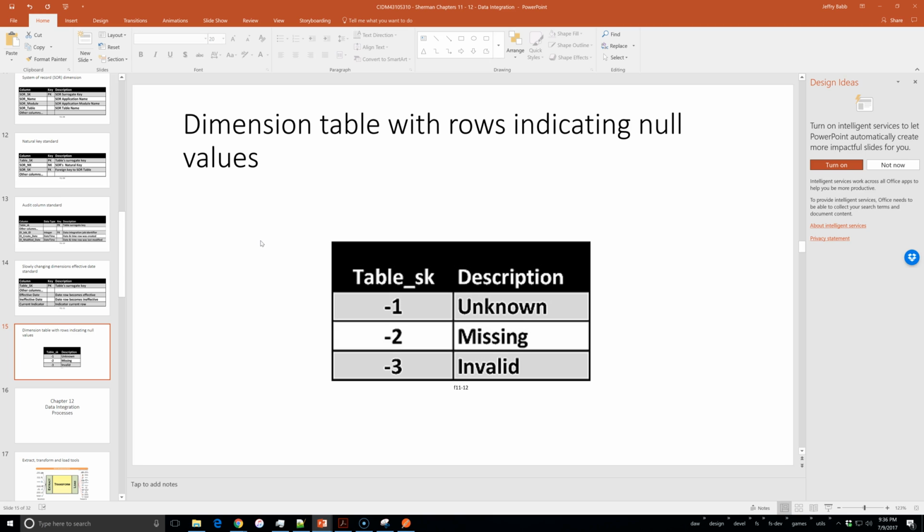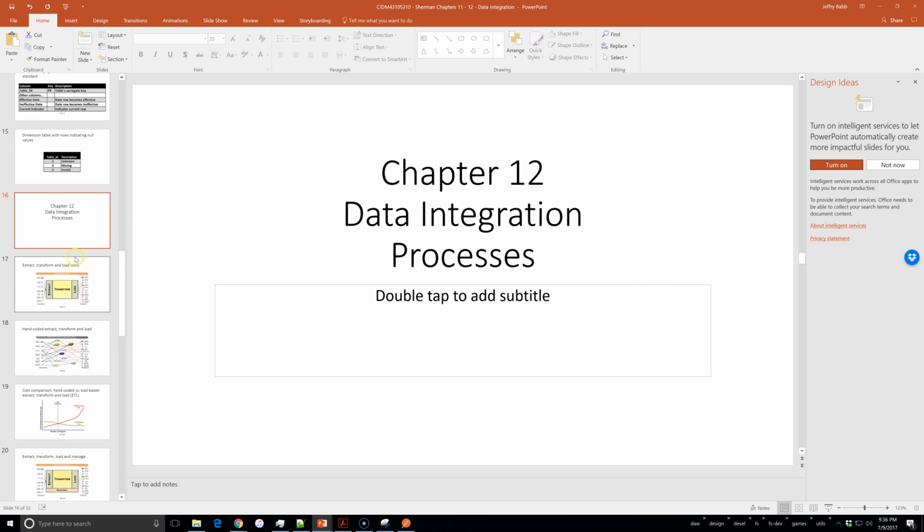There's a good example in the videos I made for the midterm, where I decided to recode things, and I really should have a standard for that. That's what Sherman's advocating for. There's a lot of other good things in the chapter, but effectively he moves on to chapter 12, and let's do so ourselves. In chapter 12, we're talking about the data integration processes.